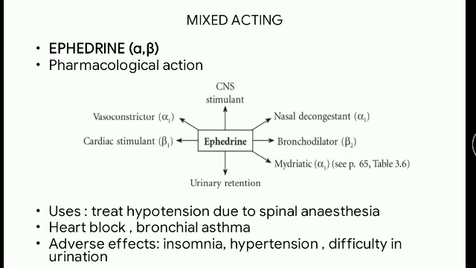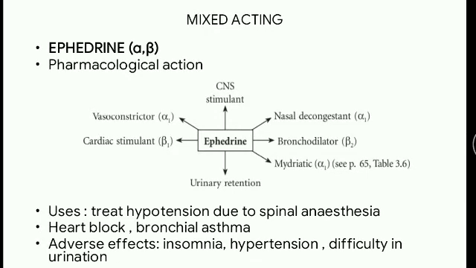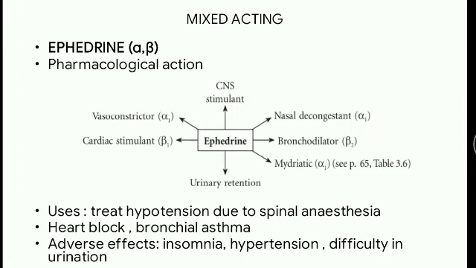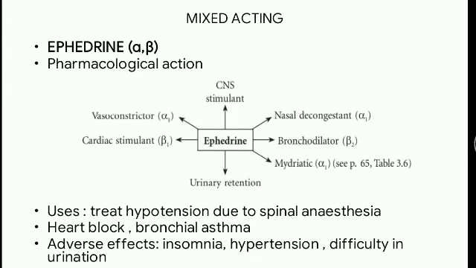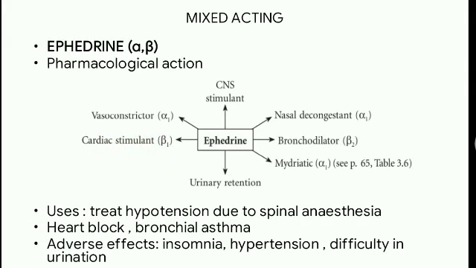And next, mixed acting drugs: ephedrine. It is an alpha and beta agonist. So let's see the pharmacological actions. It has actions on all the organs as it is non-selective. It is a CNS stimulant and it causes nasal decongestion by alpha-1 receptor, and it dilates the bronchi through beta-2 receptors, and it acts as a mydriatic through alpha-1 receptor, and it causes urinary retention because it relaxes the detrusor muscle and closes the sphincter, and it also acts as a cardiac stimulant through beta-1 receptor and vasoconstriction through alpha-1 receptor.